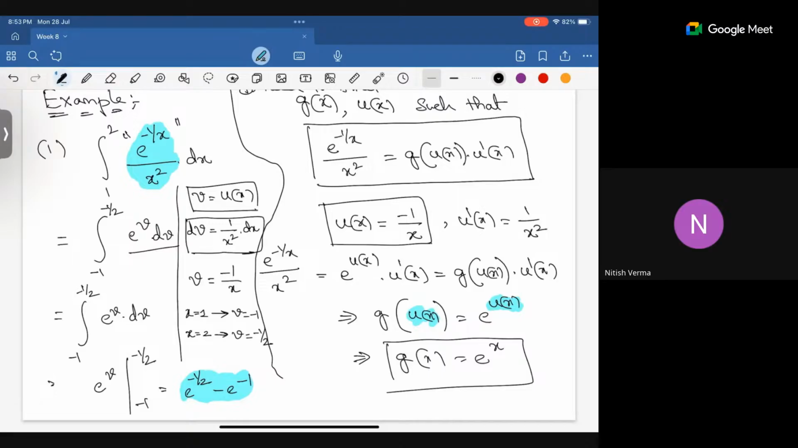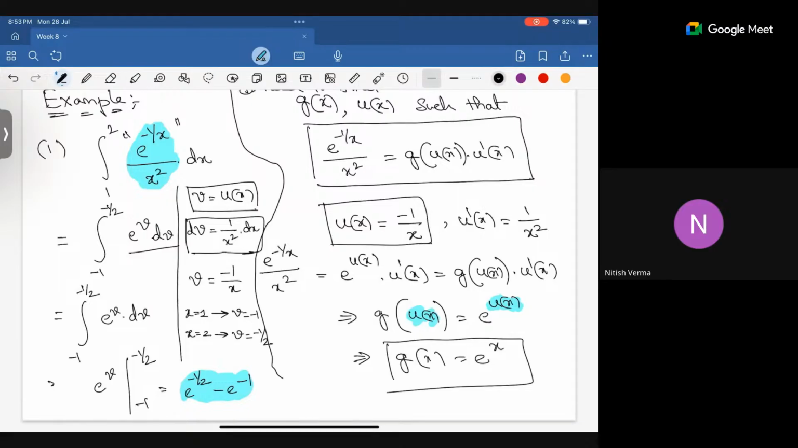Sir, we can also skip the part of changing the limits. When we get the antiderivative of f of x, we can replace v with u of x, and then put the same limits as previously, 1 to 2. Right now we changed the limits because of the substitution, but we can also skip this part, get the antiderivative of the function, and replace v with u of x.